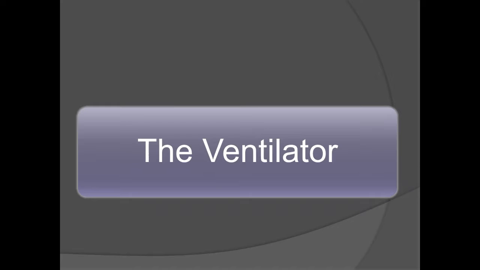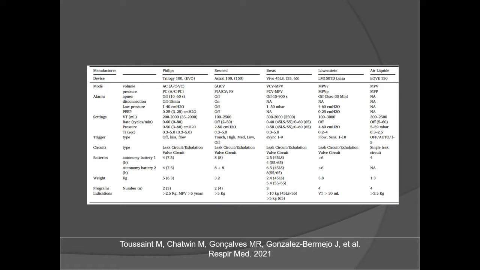Let's start with the ventilator. So as you can see, there are different ventilators from different companies. Here on this figure, Philips, Resmed, Breas, Lowenstein, and Air Liquide, but until this publication, there are also other devices. And if you are interested, you can see all the different possibilities of setting according to every brand of ventilator.